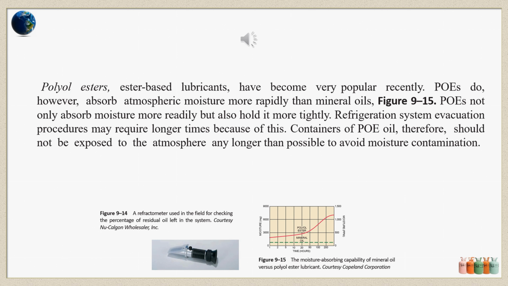Polyol esters, ester-based lubricants, have become very popular recently. POEs do, however, absorb atmospheric moisture more rapidly than mineral oils. Figure 9-15. POEs not only absorb moisture more readily, but also hold it more tightly. Refrigeration system evacuation procedures may require longer times because of this. Containers of POE oil, therefore, should not be exposed to the atmosphere any longer than possible to avoid moisture contamination.